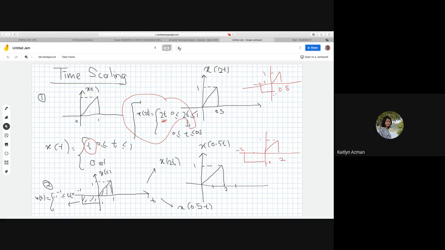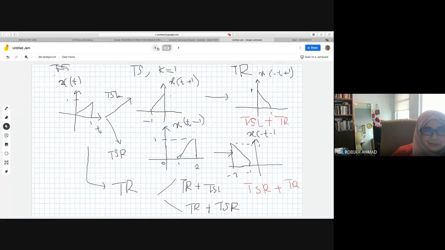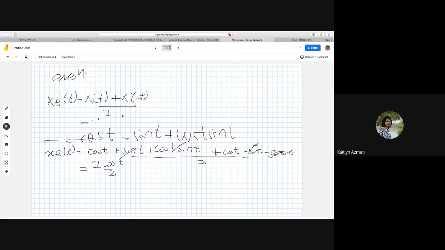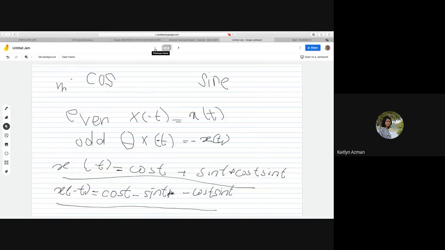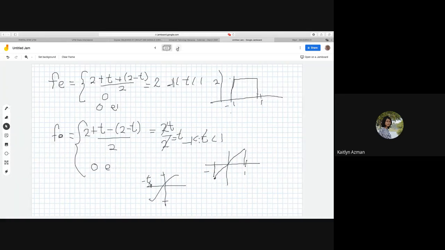The even and odd function is the exercise. There are 2 exercises in the lecture note. We also discuss about odd and even. Remember odd and even? Kalau even ni, x(t) plus x(minus t) divided by 2. If odd is x(t) minus x(minus t) divided by 2. Yeah, this one, odd and even. Okay, we also discuss about odd and even. Betul-betul risau saya pasal ni ya. Okay, this one. Yeah, we also look into examples.